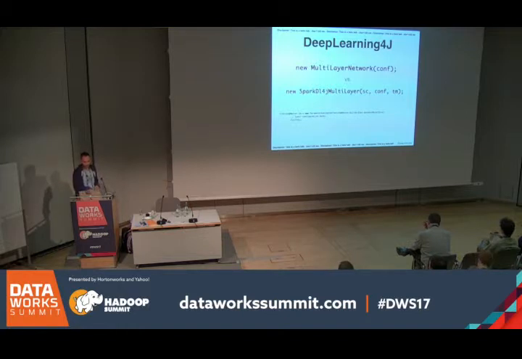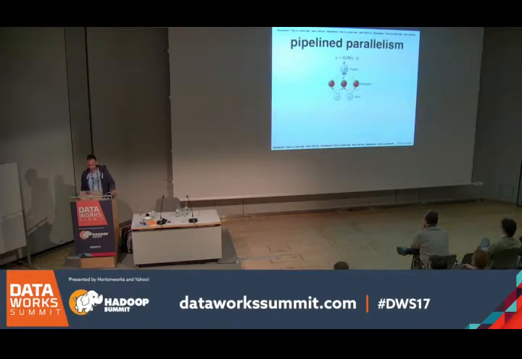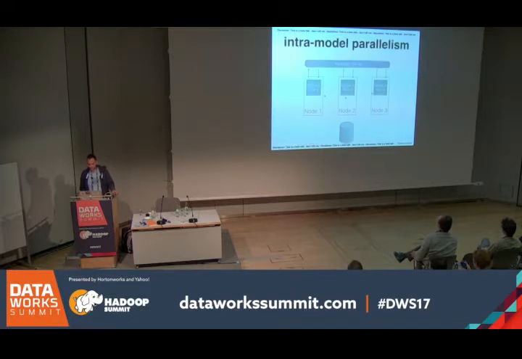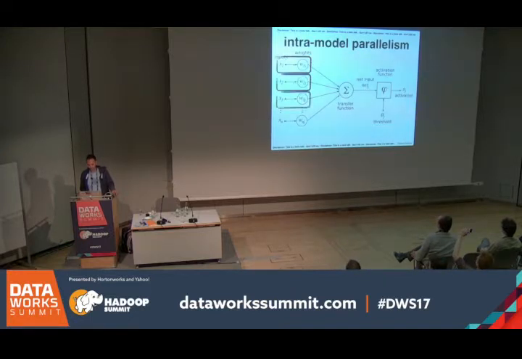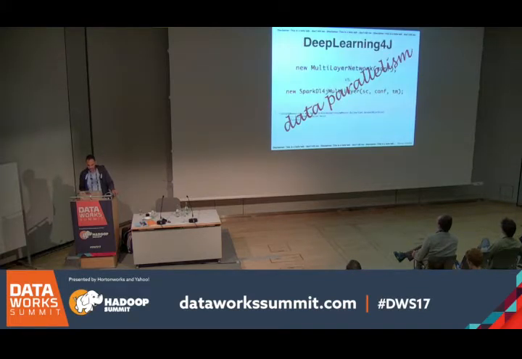But if you are using the second line, you need 3 parameters. Conf is obvious. Then SC is also obvious. That's the Spark context. And the third one is TM, and that's just an instance of a parameter averaging training master. That's the component which I've shown before. That's the parameter server. So they are using the broadcast function of Apache Spark to communicate with that parameter server, and basically that means that Deeplearning4J using the second line is employing data parallelism. But there is a bit more.